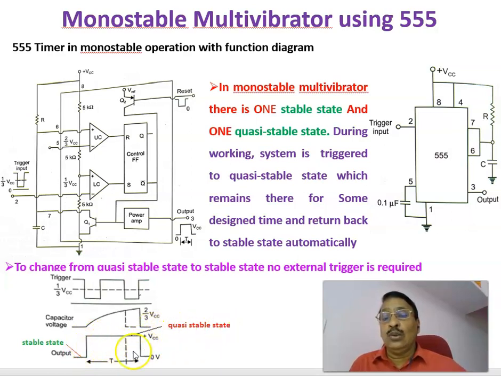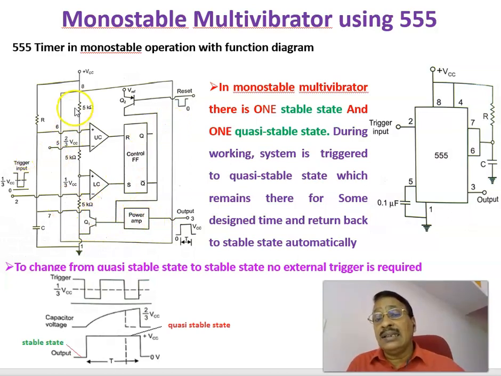You can control the duration capital T by controlling the value of this resistance and capacitance that is externally connected. You can control the time period T. Now, the same circuit is shown here as the functional block diagram, in which there are two comparators, and this is a flip-flop, and this is the output power amplifier input. It's an inverter actually, and there are two transistors.